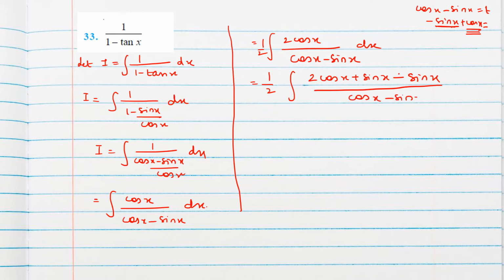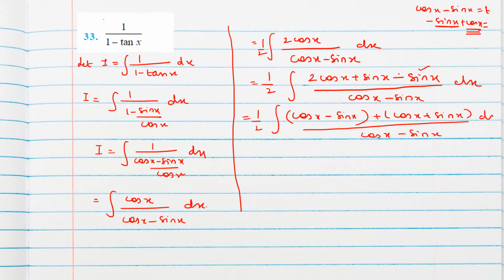Now here we have 2 cos x, that's why we multiplied cos x with 2, so that we can write 1 cos x with plus sin x and 1 cos x with minus sin x. So here we will write cos x minus sin x, 1 cos x will go with minus, then cos x plus sin x, divide by the same denominator.